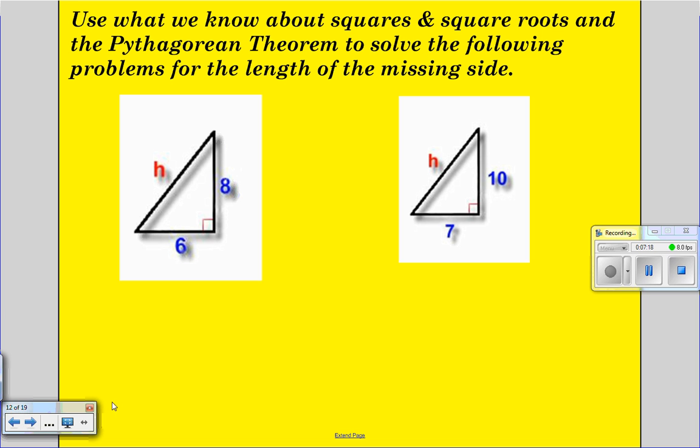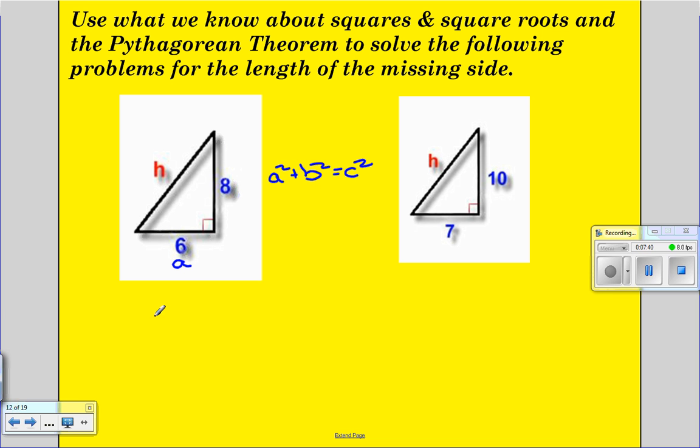Let's take a look at using what we know about squares and square roots and the Pythagorean theorem to solve the problems here for the length of the missing side. In this case, it's C. We're looking for C in all of these. So remember, we're using A squared plus B squared equals C squared.